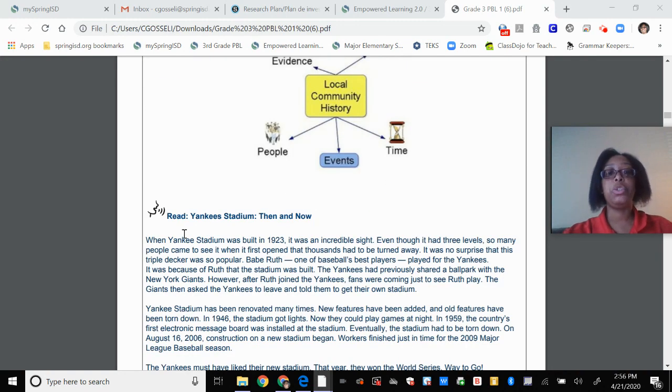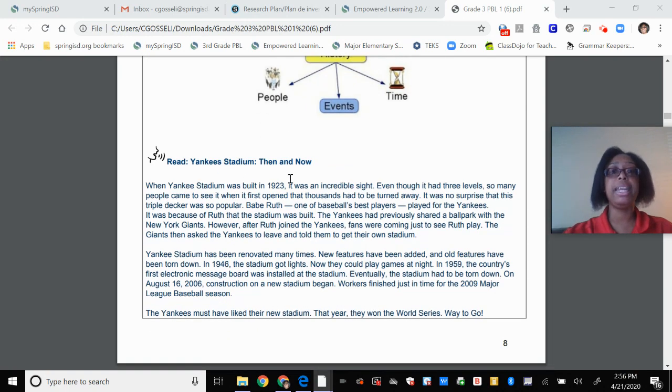So your assignment was to read this passage on Yankee Stadium, then and now. You'll see keywords that signal this is time order or sequence or even a compare and contrast type of text structure, how it's organized, okay?